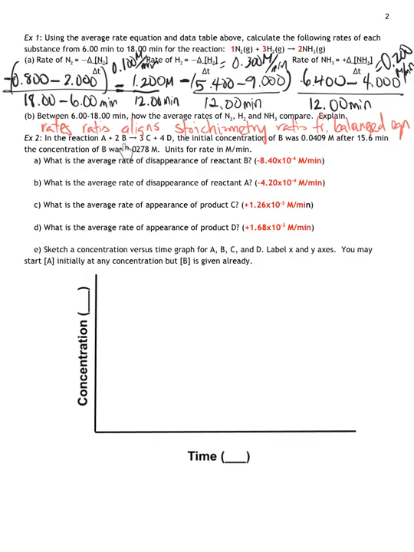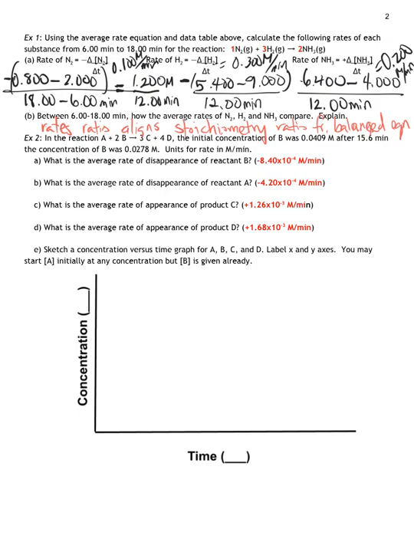So B is a reactant. We would expect it to disappear with time. A also is a reactant, so it's also disappearance. But C and D are products, and so you see that the word appearance rather than disappearance shows up. Okay, so let's go ahead and calculate.